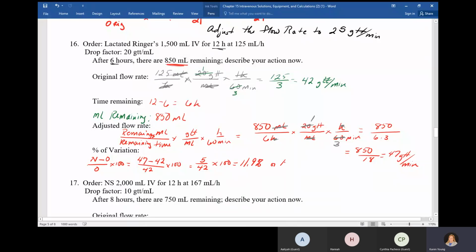11.9%, or you can say 12%. I'm going to go ahead and go with the rounded. Is my 12% less than or equal to the hospital's 25%? And it is. So then we can adjust the flow rate to 47 drops per minute.